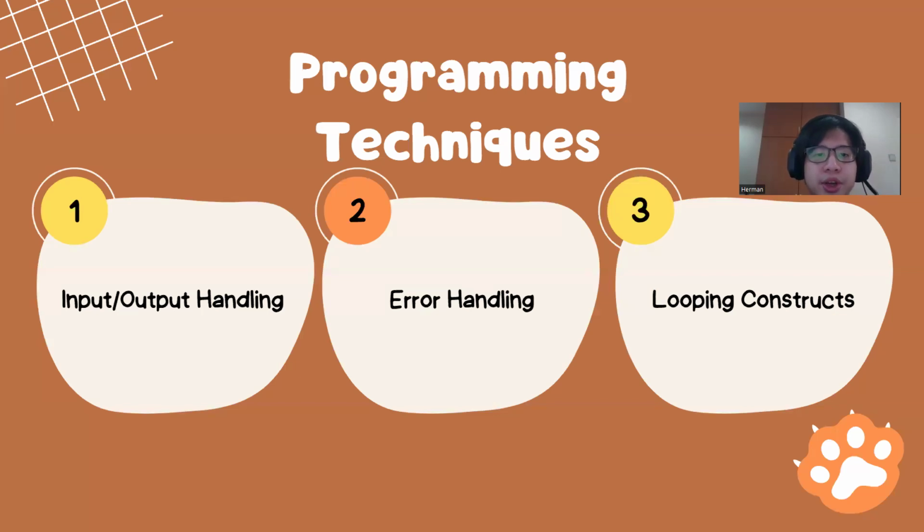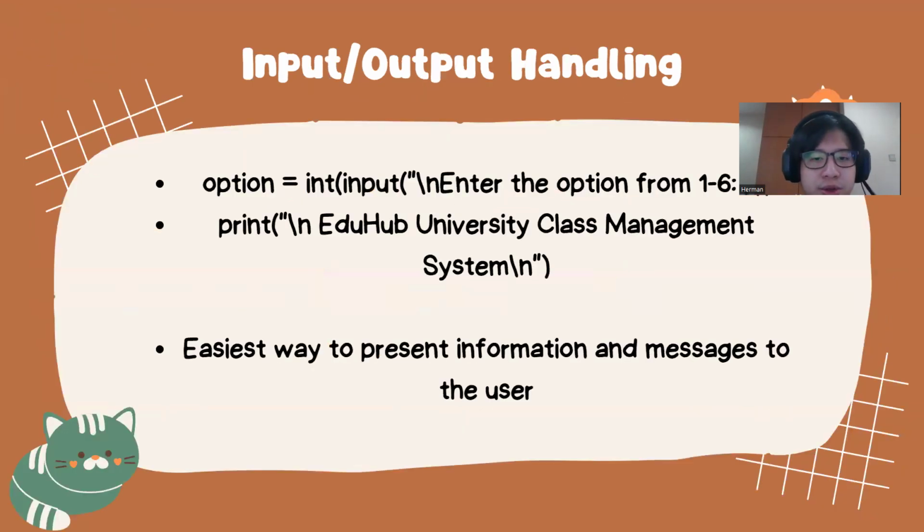So these are the programming techniques that I've used in my section of the code: input-output handling, error handling, and looping constructs. So I'll be talking about those three. For input-output handling, you can see an example of when I've used it in the code from the first two lines of the slide. And I chose to use it because it's the easiest way to present information and receive messages from the user.